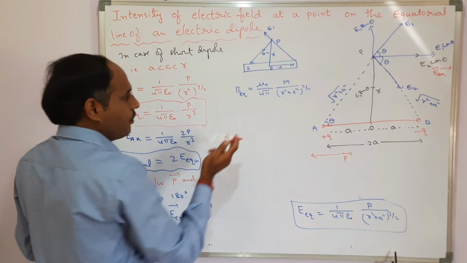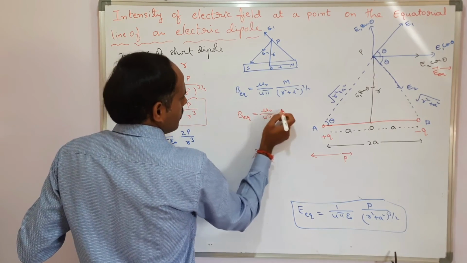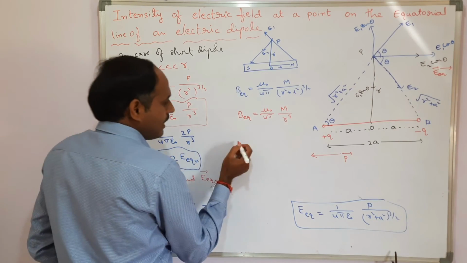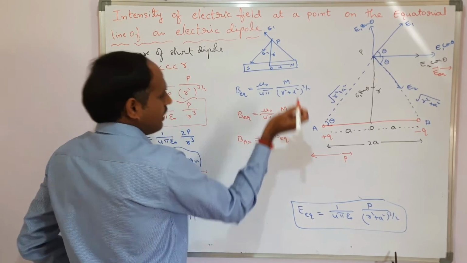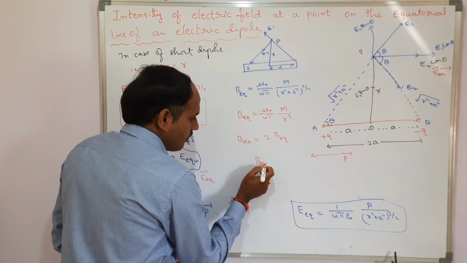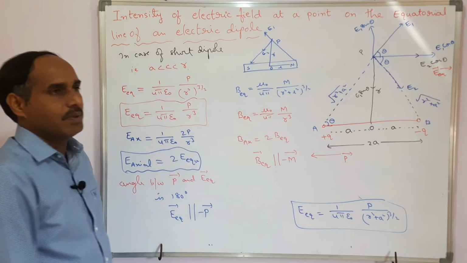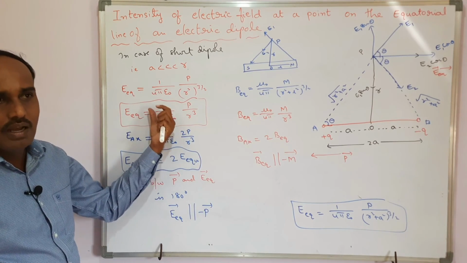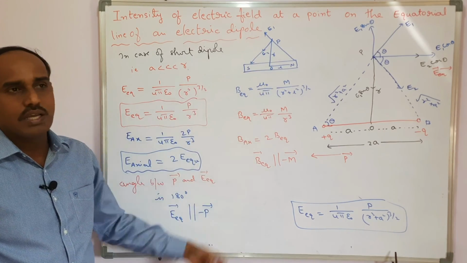In the case of short dipole, B on equatorial line is equal to mu naught by 4 pi into M by r cube, like P by r cube. And here also B on axial line is equal to 2 times B on equatorial line, and here also B on equatorial line is anti-parallel to the dipole moment, magnetic dipole moment M bar. These are some comparisons of electric field strength due to a dipole on an equatorial line and magnetic field strength due to a magnetic dipole on the equatorial line.